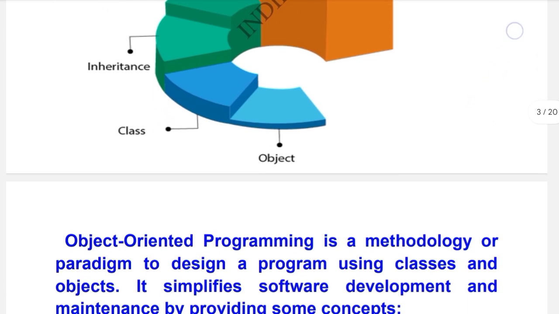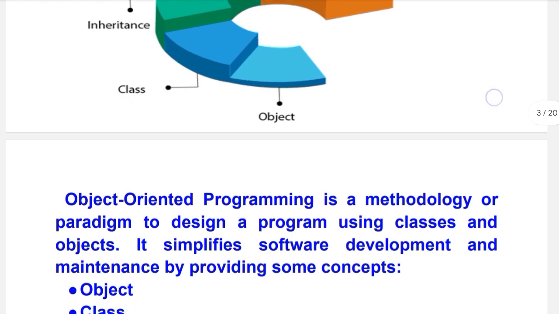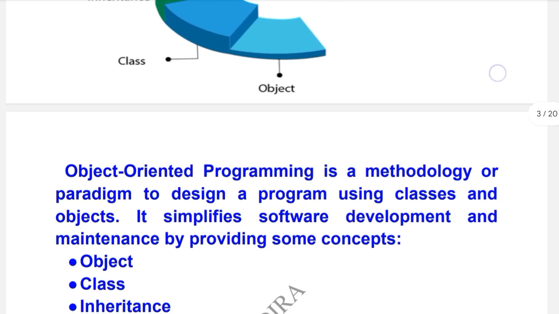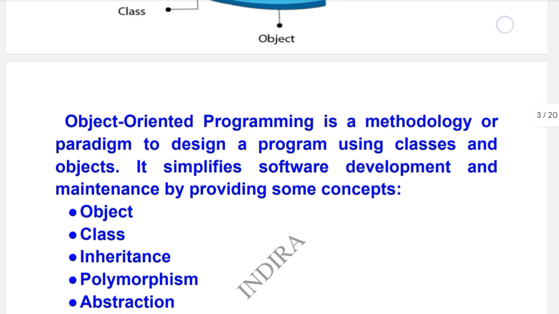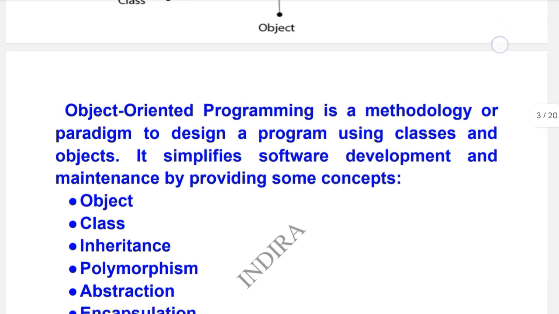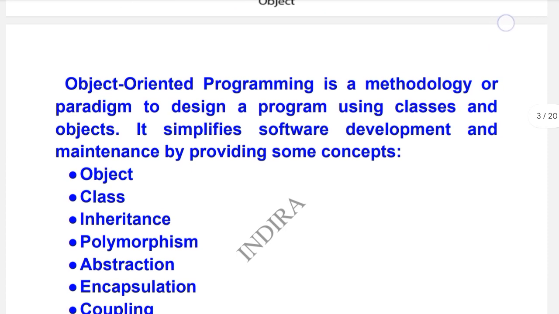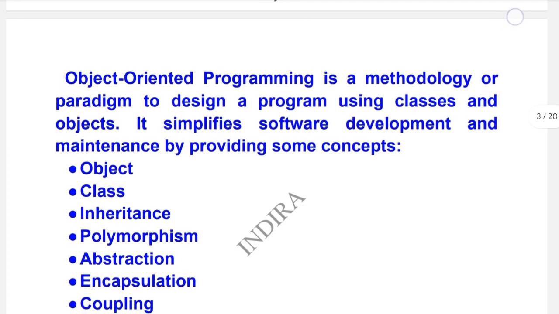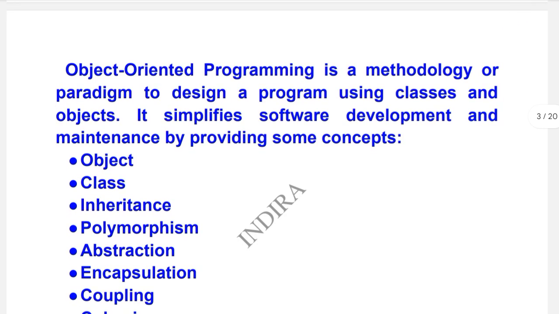So now coming to the definition of OOPS. OOPS stands for Object Oriented Programming System. So here Object Oriented Programming System is a methodology or paradigm to design a program using classes and objects. It simplifies software development and maintenance by providing some concepts.